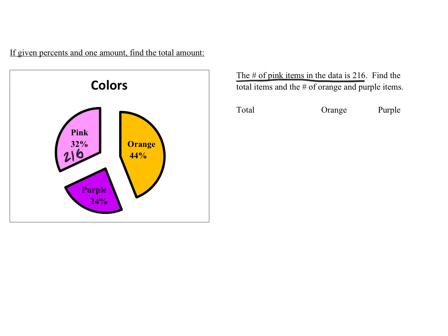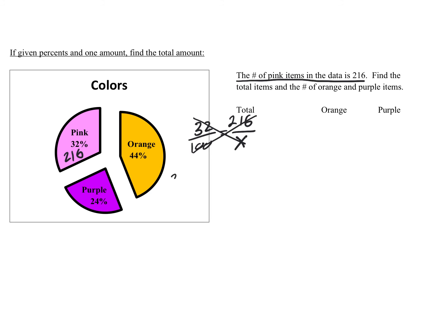So we can set this up using a proportion, except this time we know a little bit of different information. So we know that pink is 32% out of 100. But when we get to the other side, this time the total is what we don't know. And we do know how many pink items there were. So it's a little bit different. When you're setting up your proportion, just make sure you're putting your information in the right spot on the proportion.